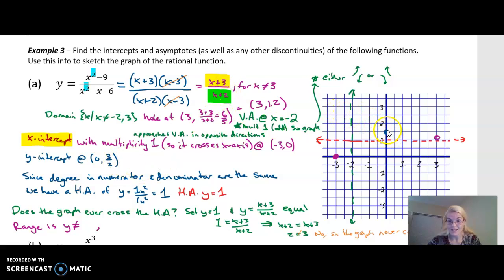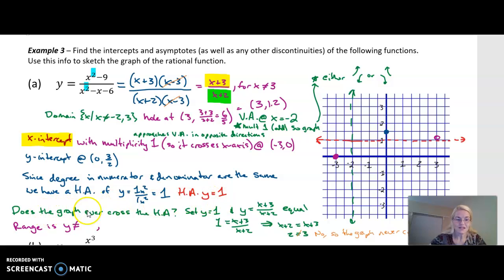And there's my y-intercept. All right, now, since the degree in the numerator is the same as the degree in the denominator, my end behavior is just the coefficient here divided by the coefficient here. So it's just 1. So I'm going to have a horizontal asymptote at y equals 1.